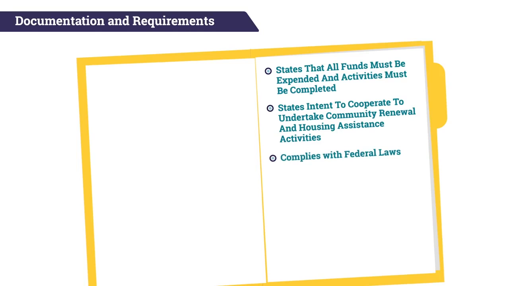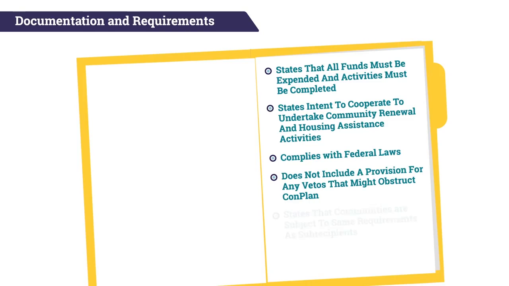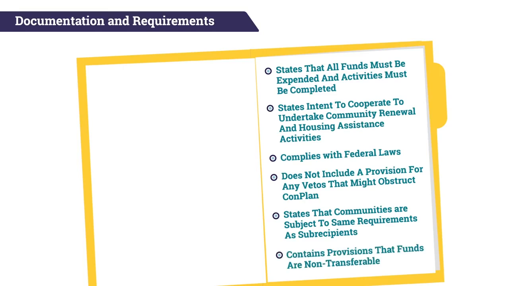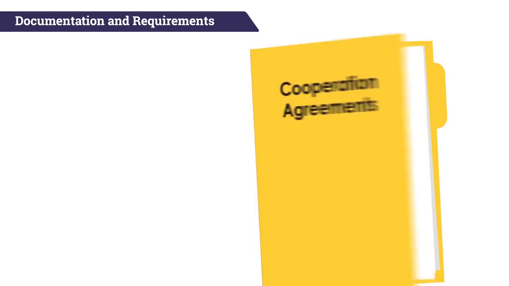The agreement must include provisions that the county and community comply with several federal laws as specified in the annual notice. The agreement may not contain a provision for a veto that would obstruct implementation of the consolidated plan. The agreement must state that participating communities are subject to the same requirements as subrecipients. And the agreement must include a provision that communities may not sell, trade, or transfer any HUD funds provided through the urban county. Refer to the annual CPD notice for additional information.